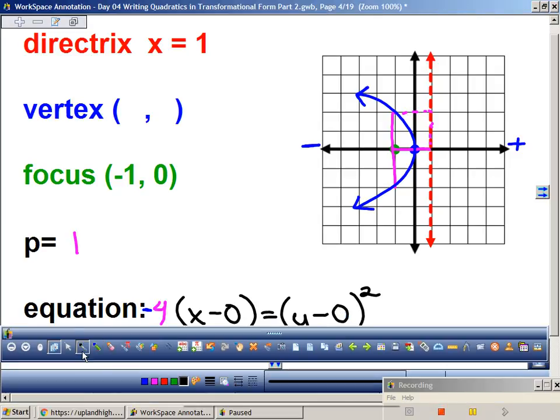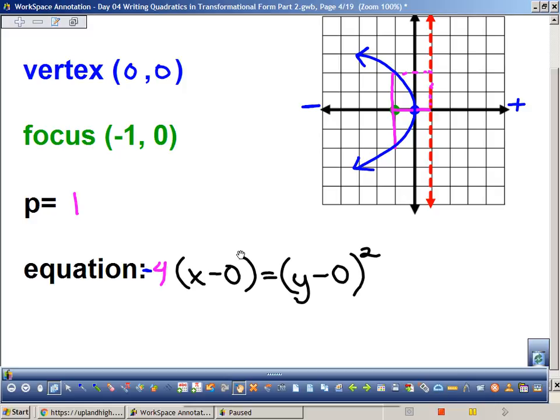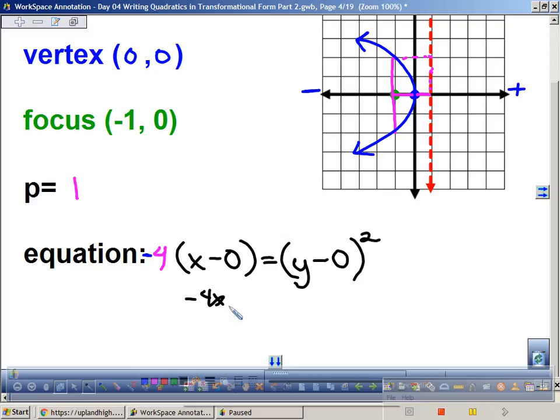We can simplify. Would you rather it be simplified? So my vertex is 0, 0. And you guys would rather me write it -4x equals y squared. Are we good? Do you guys think you need another one? I think we're good.